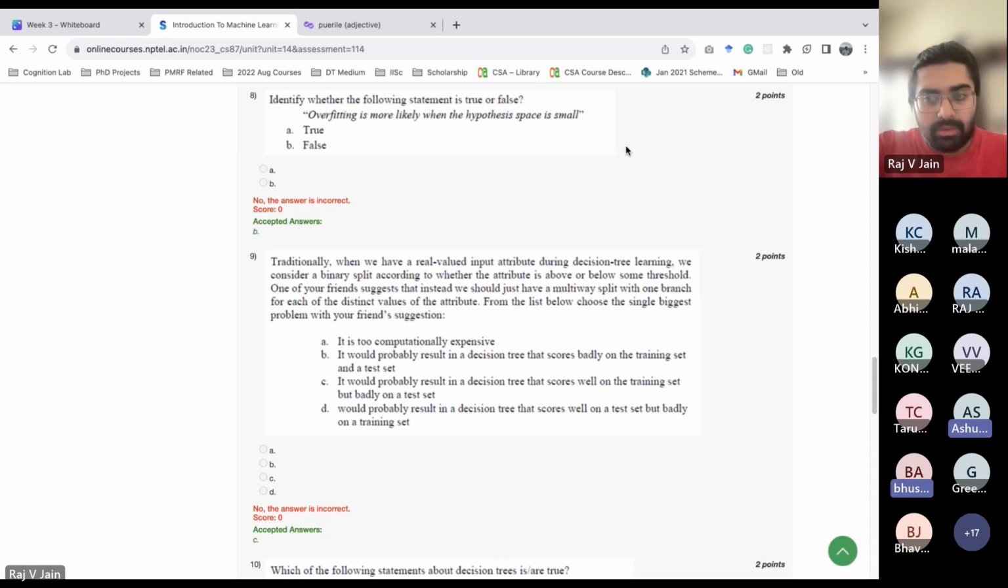So if you have a substantial amount of data, then there is a great chance that you can have a very complex model which will overfit and a simple model which will not overfit. Therefore, since your hypothesis space is large, you are more likely to overfit, and therefore the converse is true. That means overfitting is less likely when the hypothesis space is small. Small means you have very few models.